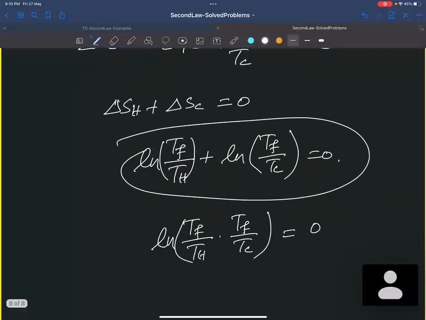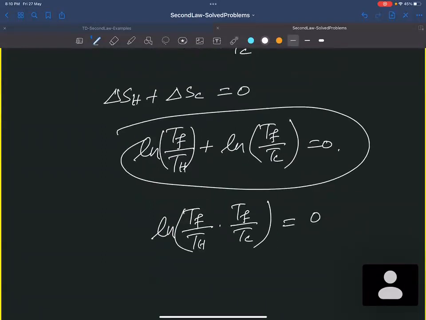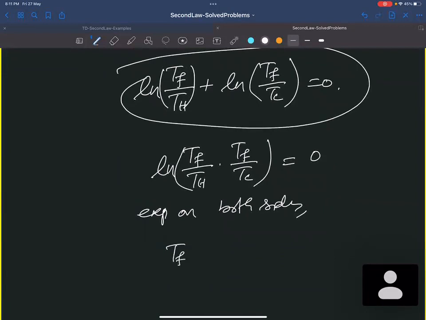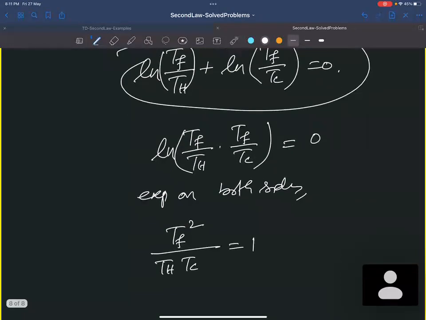So ln of 0, what is it? Ln of 0 is 1, no? Otherwise, you take exponential on both sides. So exponential of 0 equal to 1. So if you take exponential on both sides, you'll be having TF into TF, so TF square by TH TC equal to 1. So this is one equation available.